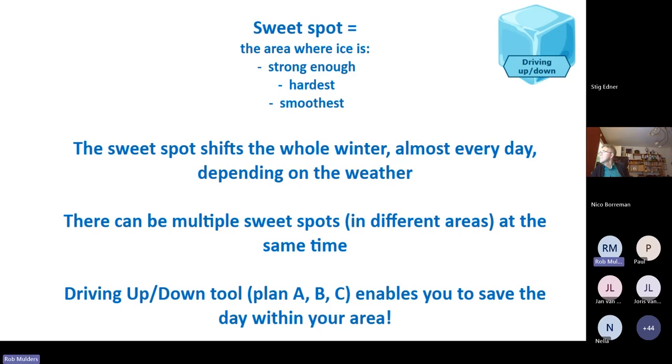And this driving up, driving down tool enables you, in combination, of course, with making your plan A, B, C the evening before, to save the day within your area, because you already thought about what to do if the lake I picked has bumpy ice, for instance. Okay, then I go to a lake with newer ice. What do I do if the lake has too thin ice? Then I go to a lake with older ice, because it might be thicker.